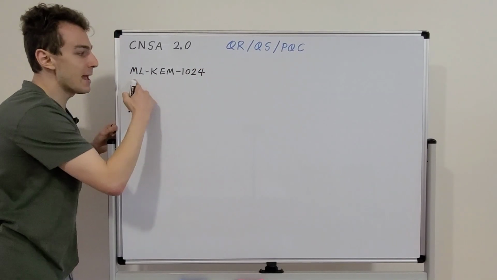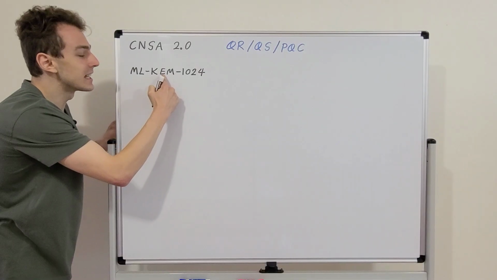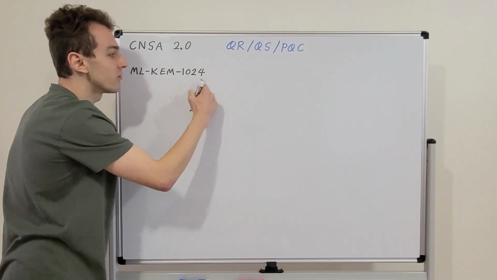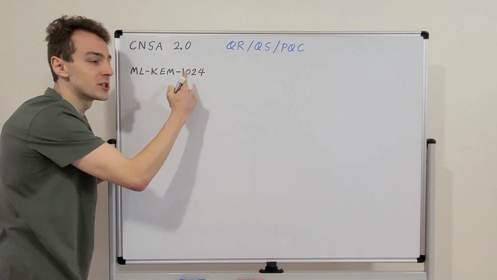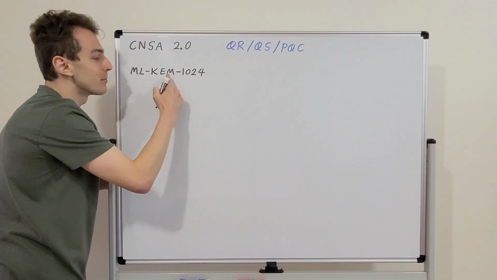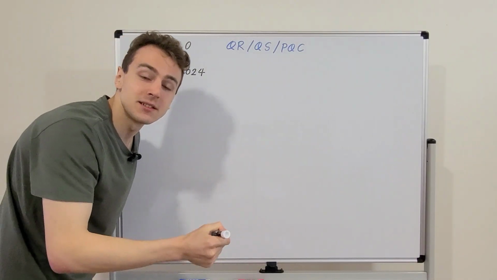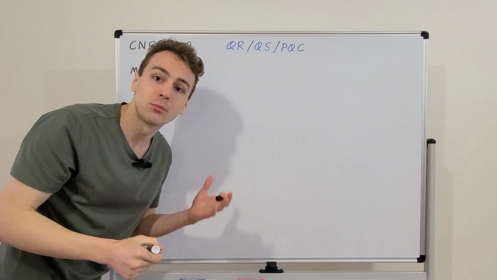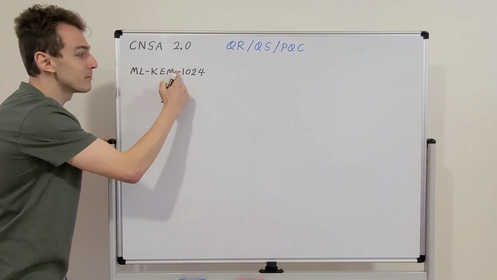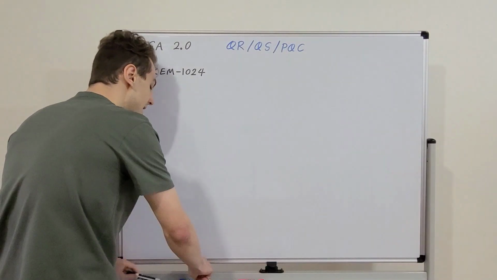ML-KEM-1024. ML-KEM means Module Lattice-Based Key Encapsulation Mechanism. This number, 1024, specifies the parameter set. ML-KEM is a name that appears in FIPS 203. FIPS means Federal Information Processing Standard. ML-KEM is the current name, but there was another name that was previously used. And I'll write that name underneath.